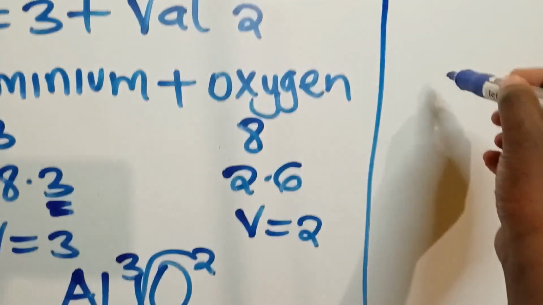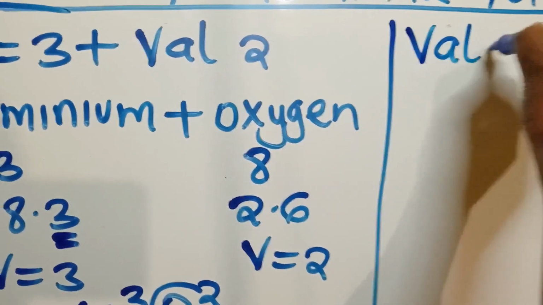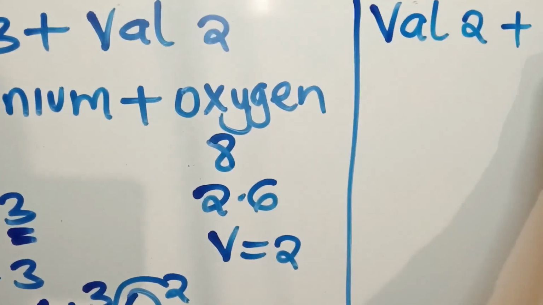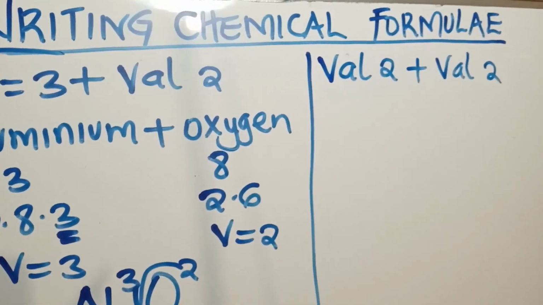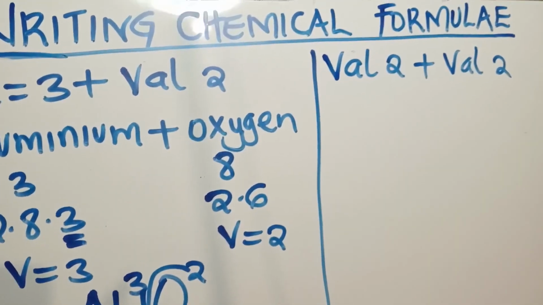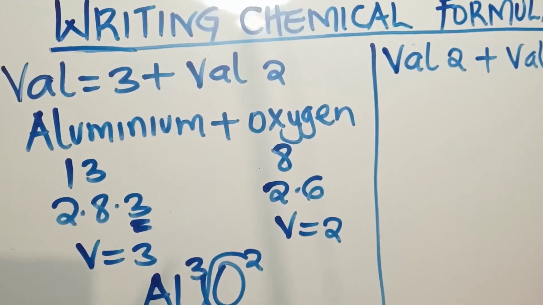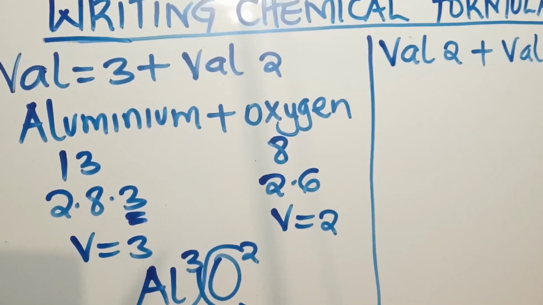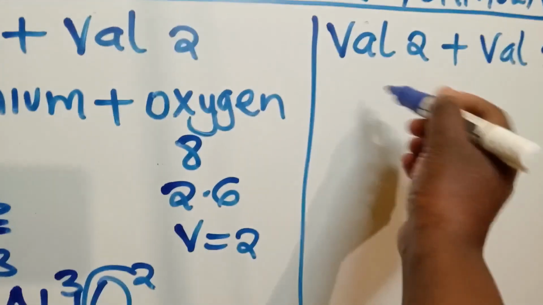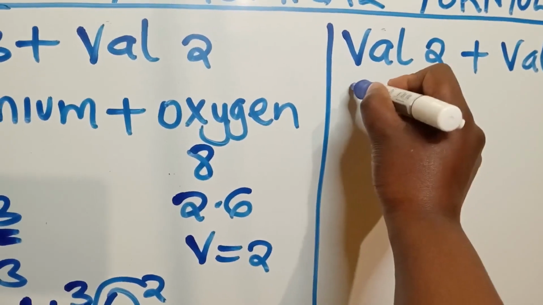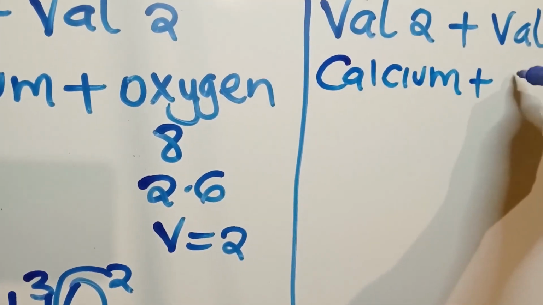From there, we get other 2 elements, one with the valence 2 and another one with the valence 2. And by now, I hope you have realized that whenever we are writing the chemical formula, the metallic element is always on the left hand side as usual, and the non-metal is on the right hand side. So in this case, valence 2, we use calcium again plus oxygen.